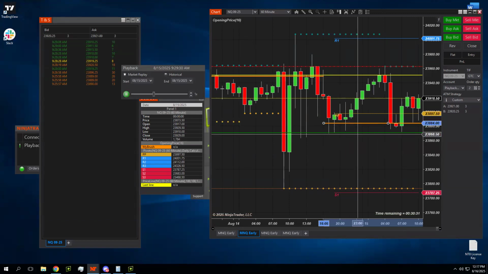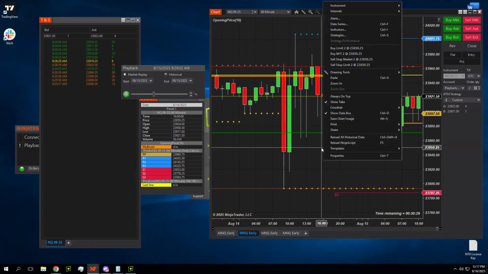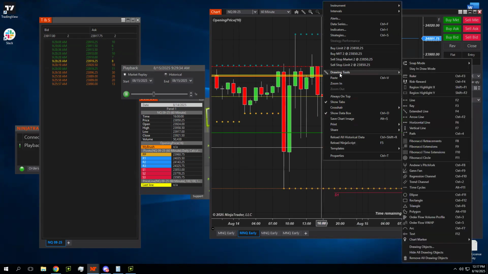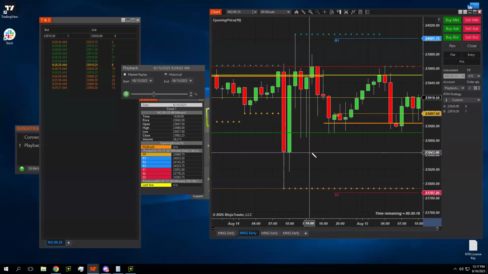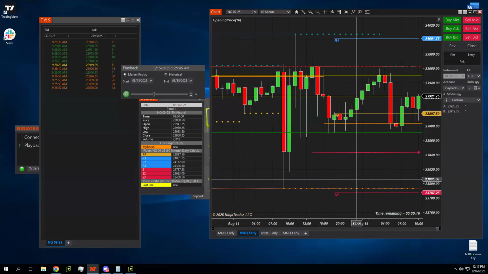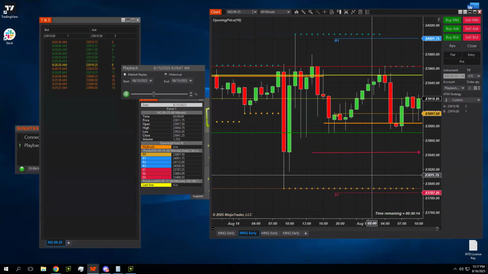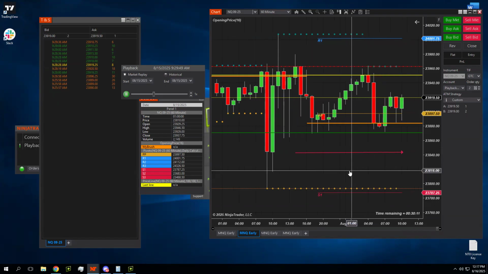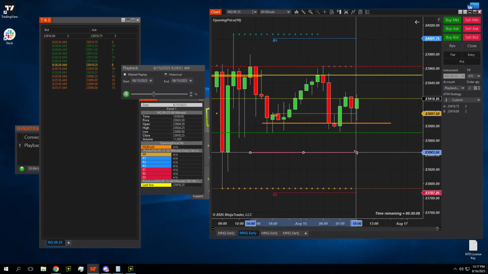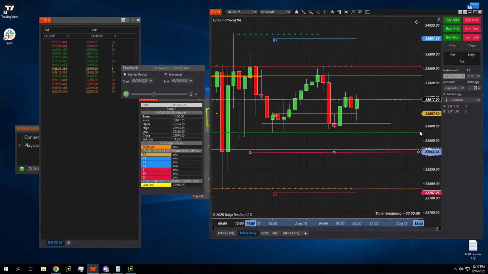Oh, okay. And to do that, you just right click, you go to drawing tools, and you can put a ray, or you can put an arrow line. You can put a line there, you can stretch it out, you can move it around, but you can keep it straight and narrow, and that way it'll mark off that whole day.